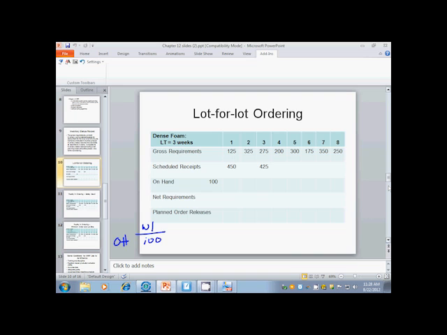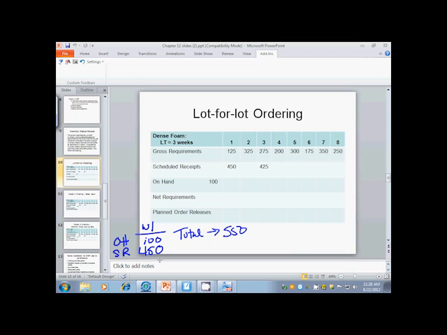Week 1, we have on hand 100 units. That's how many was left over. We already have a scheduled receipt of 450 units. That's going to give us a total to use of 550 units.